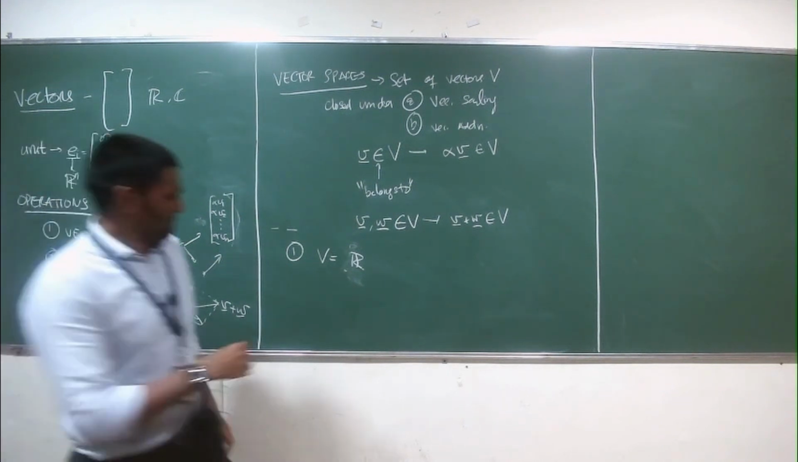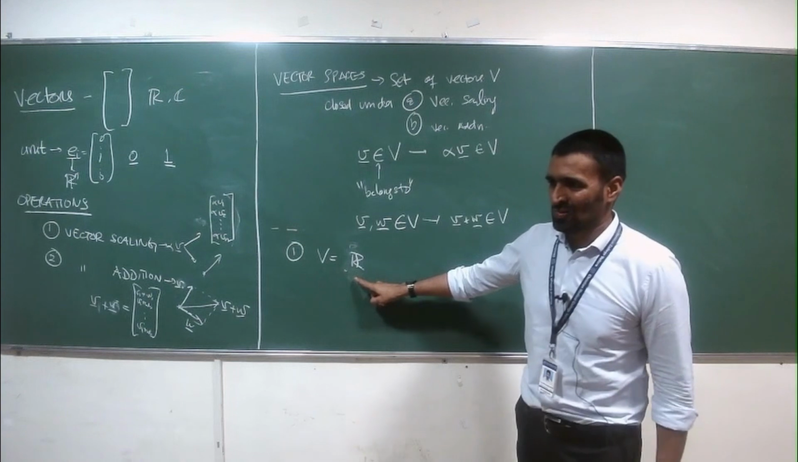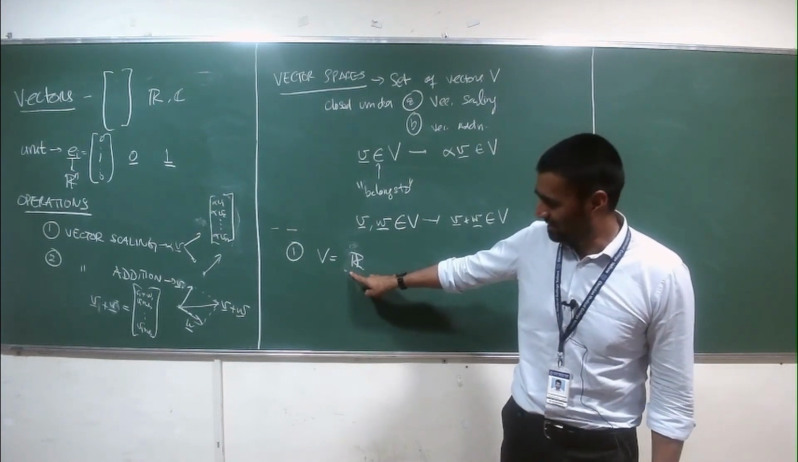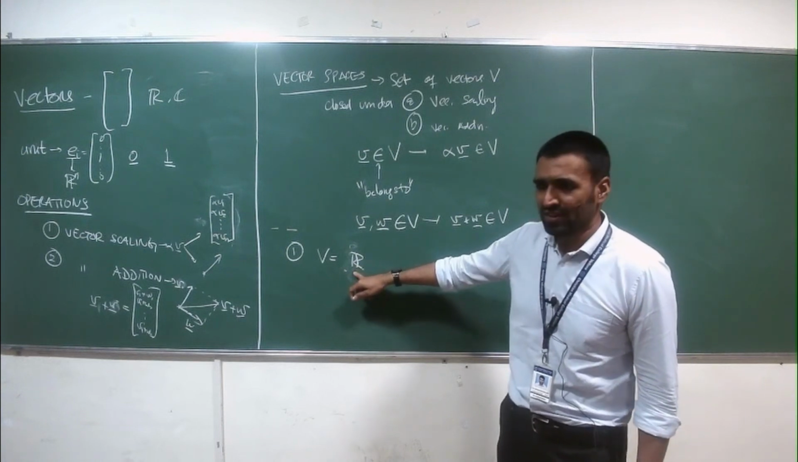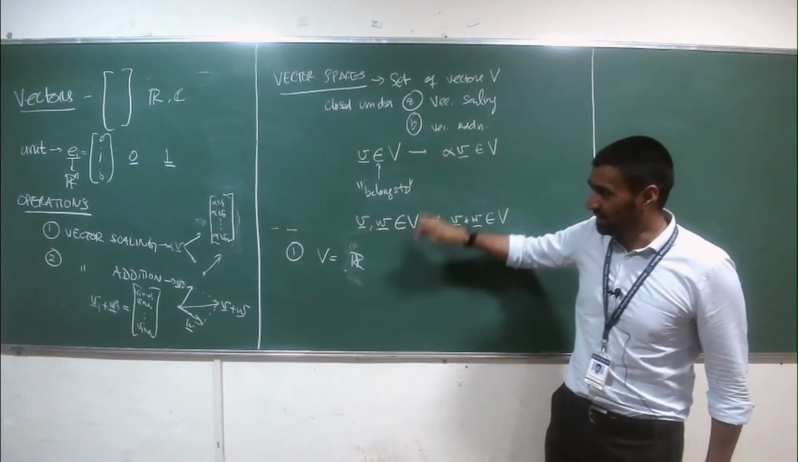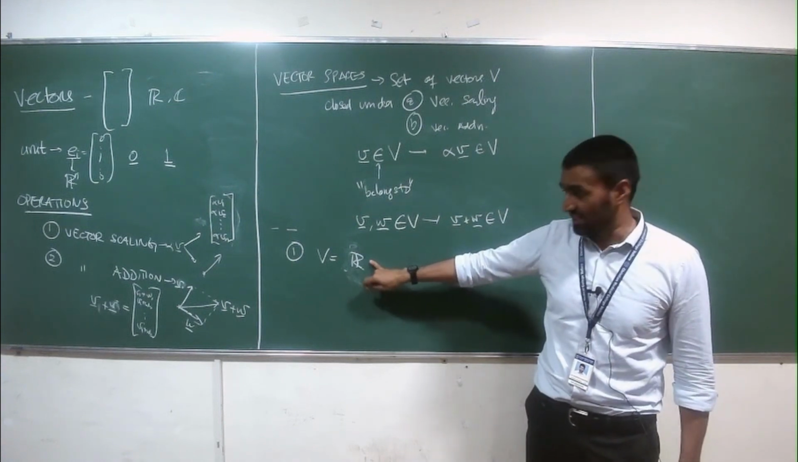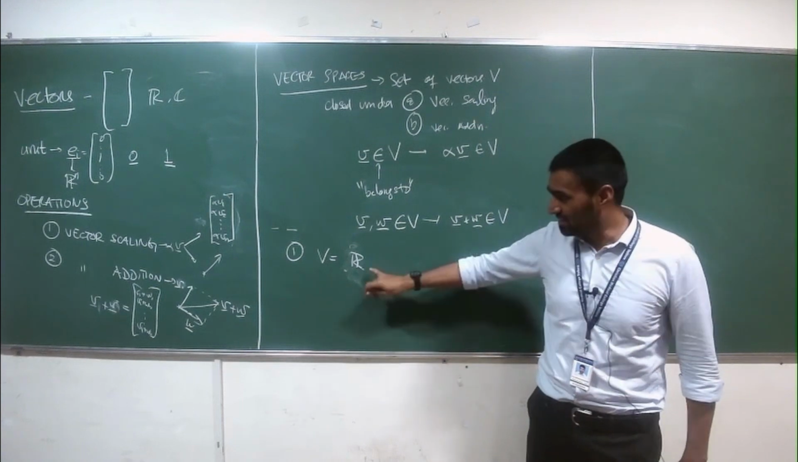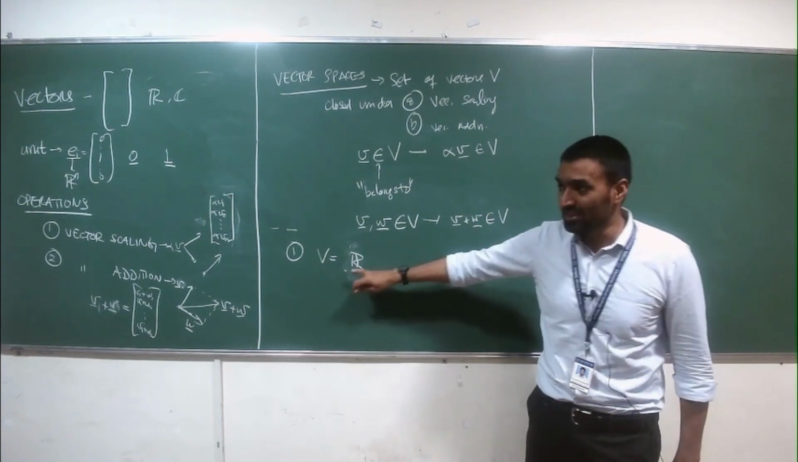Because if you scale any element within, it would still be a real number. Exactly. You take any real number, you multiply it by another real number alpha, it will still remain a real number. That means it's closed under vector scaling. If you take any two real numbers, add them, you still get a real number. And so it means this is also closed under vector addition. That means this is a vector space.